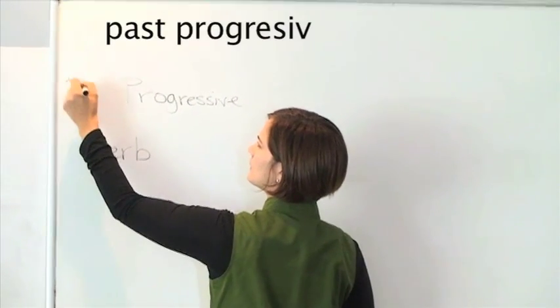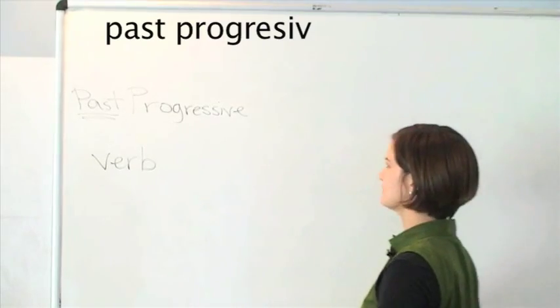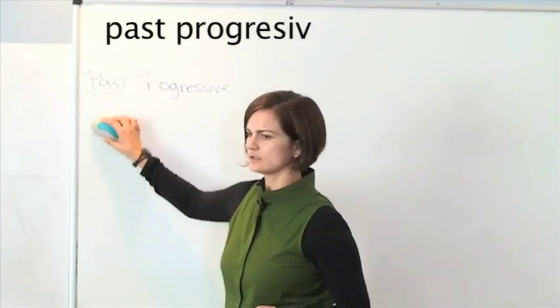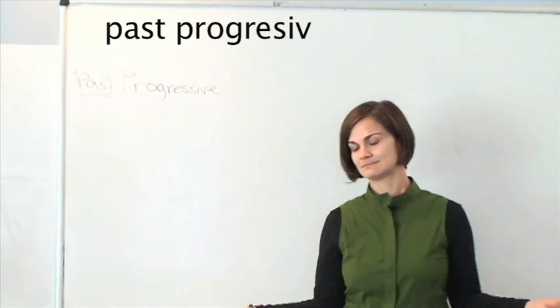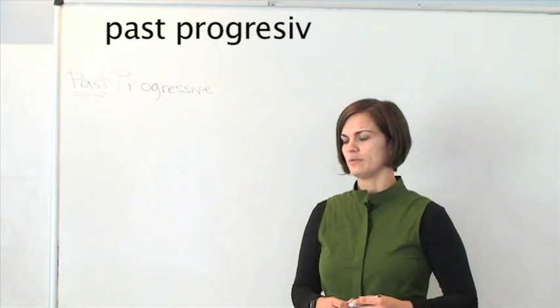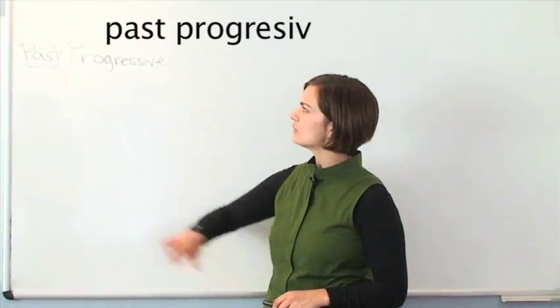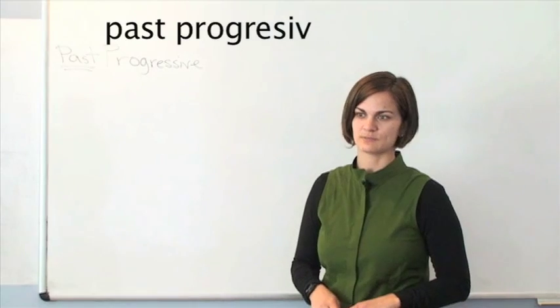the past progressive. What does it mean when something is in the past? It's already finished, right? So when I say the past tense, it means it's already finished. Now, we're going to look at past progressive or past continuous, sometimes called it.